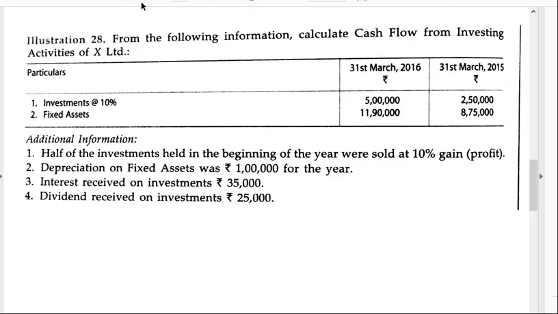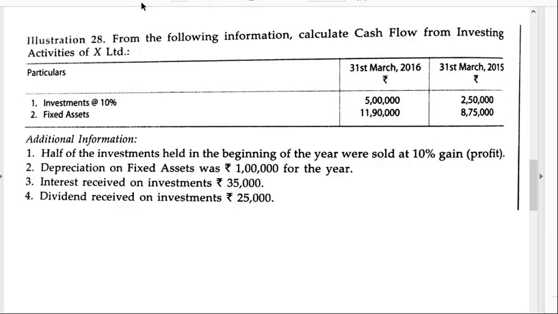Now the additional information is that half of the investments held in the beginning of the year was sold at 10% profit. He says whatever investments we were having in the beginning of the year, that is the opening balance of investments, half of those investments we sold at a profit of 10%. Clear?